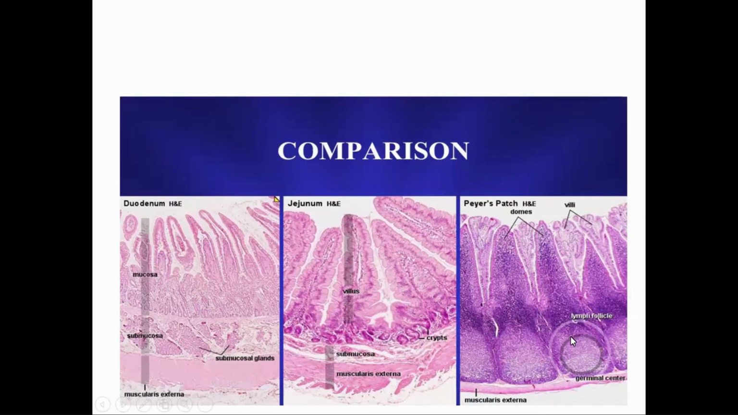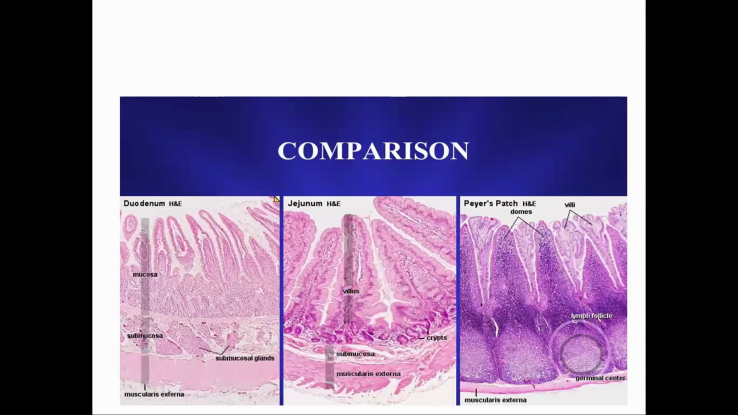Ileum: how to identify? By the Peyer's patches. In the duodenum, Brunner's glands, or the submucosal glands, or the duodenal glands. And in the jejunum, both the Brunner's glands and the Peyer's patches are absent. Thank you. So any questions?